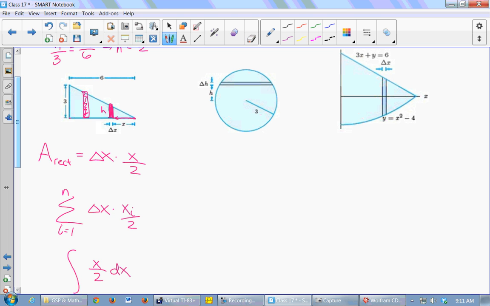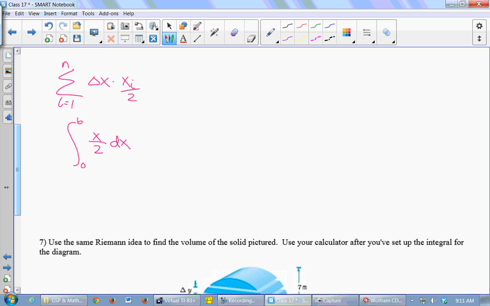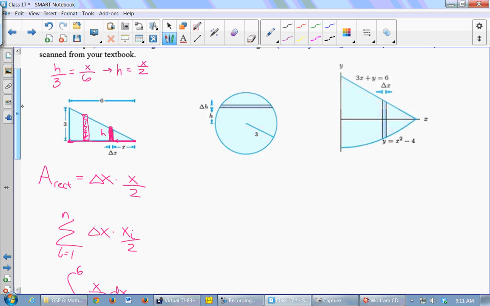Zero to 6. Start at 0 and move to 6. All right, so let's actually finish the antiderivative and plug in. It's a 6, not a b. Okay, so this becomes x squared over 4 when I take the antiderivative, evaluated from 0 to 6. 6 squared is 36, divided by 4 is 9, and then when you plug in 0, you get 0. So 9. Is that the same thing you get when you do 1/2 base times height? 1/2 3 times 6 is 9. Yeah.